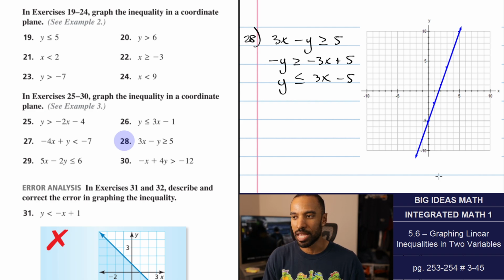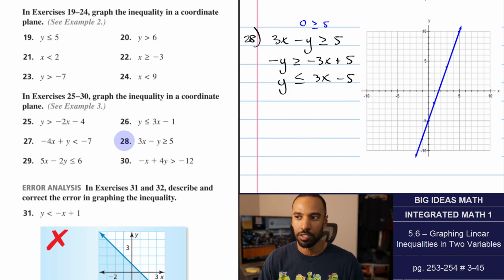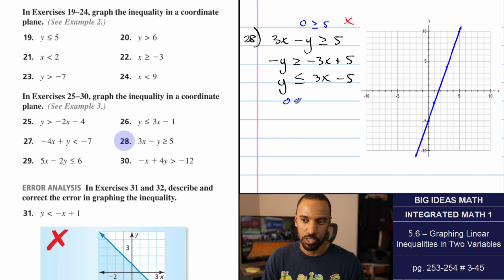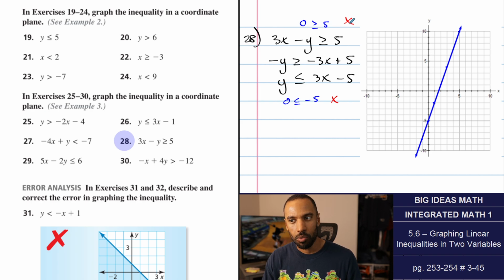But here's where you do your test, and here's the thing. Don't test 0, 0 to the newly written thing. Test it against the original one. Is 0 greater than or equal to 5? No. Now, if you test it over here, this will say 0 is less than or equal to negative 5. Also not true, as it should be. It should not be true because the original wasn't true.